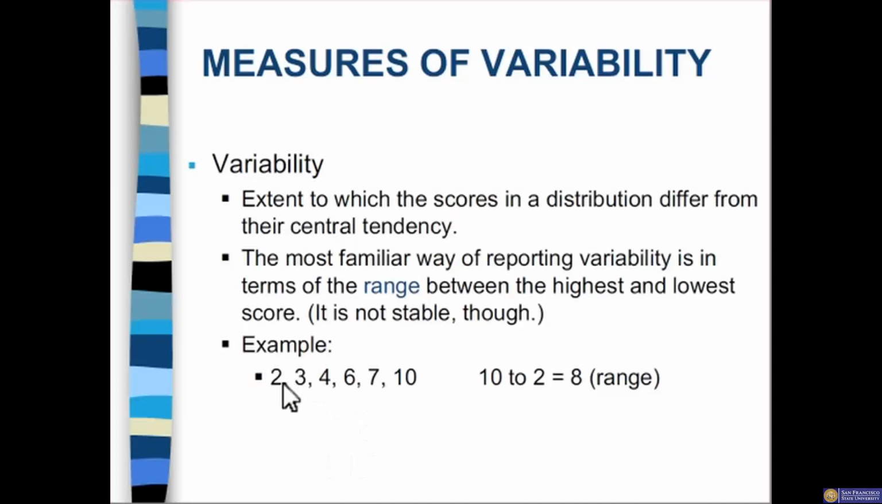So for example, if you had scores 2, 3, 4, 6, 7, 10, you would say that the range of scores was a 2 to a 10, in an effort to describe how different all the scores were in your data set. You'll often hear this when people are describing their data and they want to make the point that not all the scores were the same.